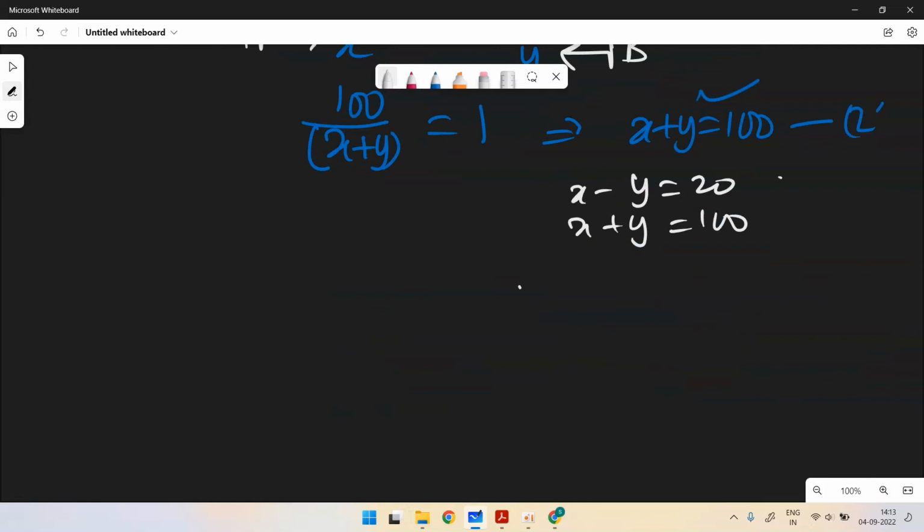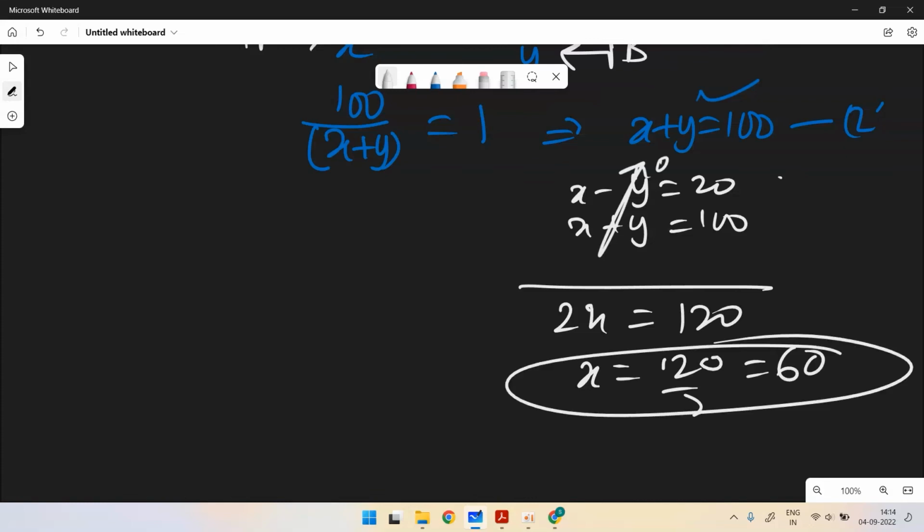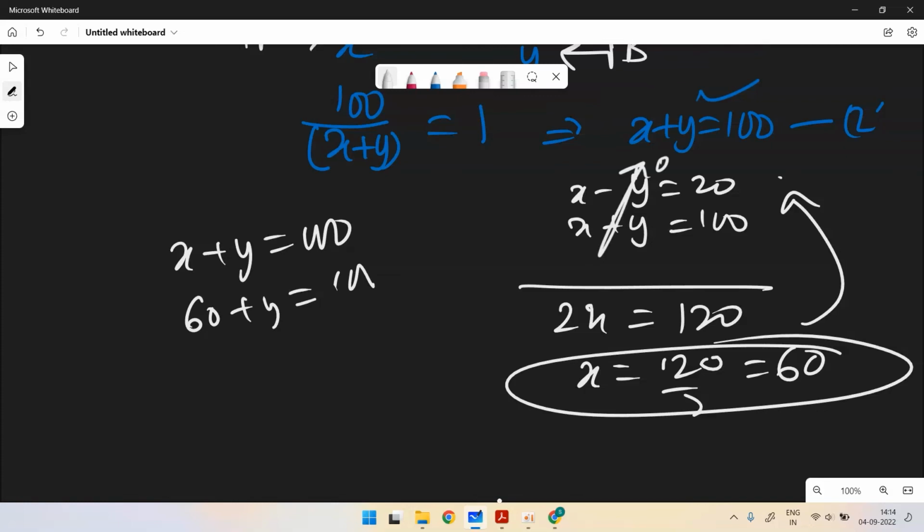You need to add these, so this adding should be 0, and x plus x is 2x, and 2 plus 20 plus 100 is 120, which implies the value of x is 120 by 2, nothing but 60. Now if we put this value of 60 here, x plus y equals 100, which implies 60 plus y equals 100, which implies y equals 100 minus 60, nothing but 40.